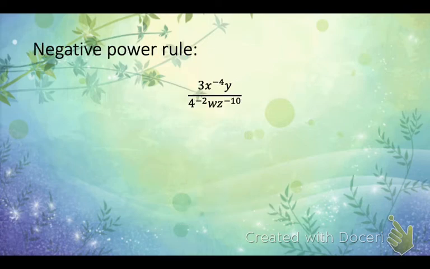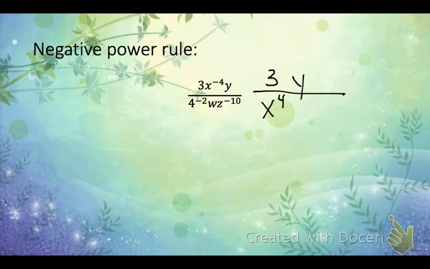Alright, negative power rule. This means that nothing can be left negative. So if you have a negative, you have to move it to the opposite side of the fraction. Okay? So if I look at these just separately, if I look at the 3 that is up here right now, there's no negative exponent on that, so I'm going to leave it as 3. Okay? X to the negative 4th is a negative exponent, so I need to move it to the bottom and make it positive. Y is not a negative exponent, so I'm going to leave it on the top.